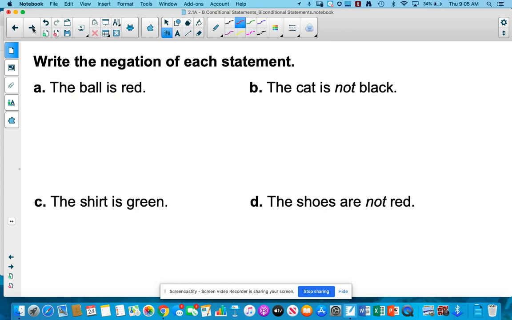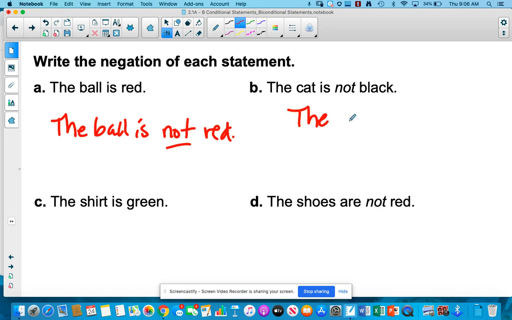So let's look at what that means. It says write the negation of each statement. For example, the ball is red. So the negation of that is the ball is not red. And then the cat is not black. So the opposite of that, or the negation of that, is the cat is black.